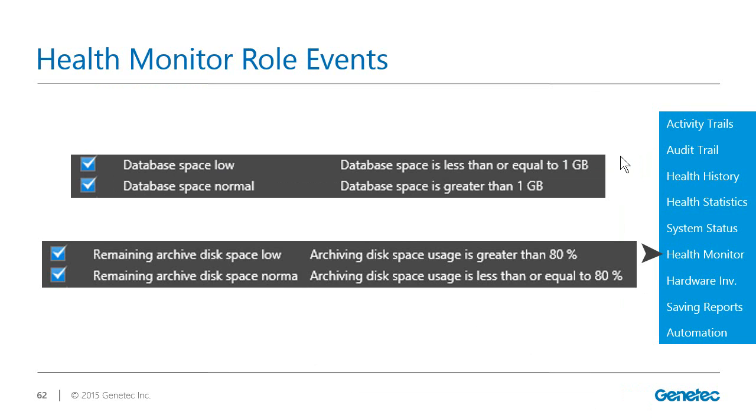Now remember that most warning events have a normal event as well. So like our database space low, we have the normal here. And the remaining archive disk space low also has a normal event. Basically the parameters should match between the two. So if we're going to modify the archiving disk space usage, if we change that from 80% to 90%, we're going to want to change the normal and change it to 90% here as well.